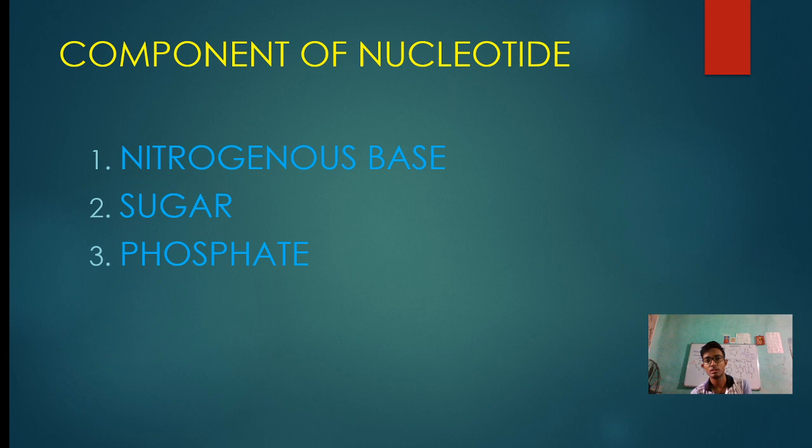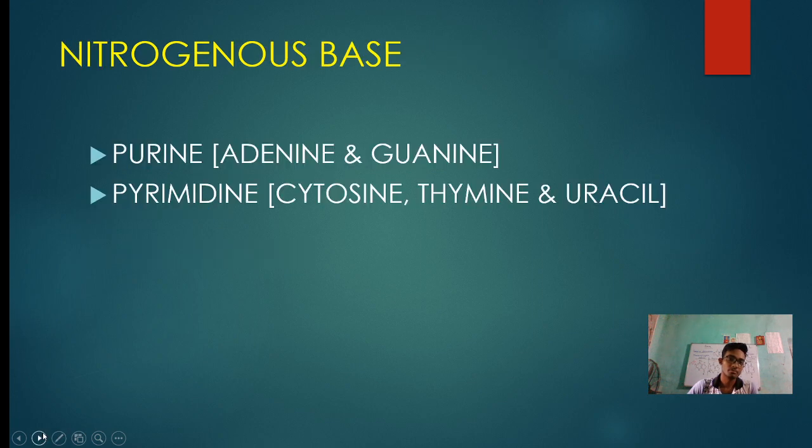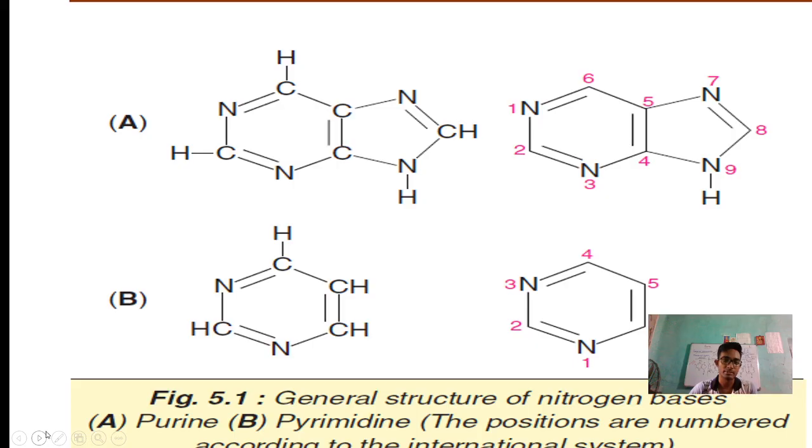Let's learn about the nitrogenous base, then sugar, and then phosphate, one by one. The major nitrogenous bases are purine and pyrimidine. Purine includes adenine and guanine, but pyrimidine includes cytosine, thymine, and uracil. Let's see their structure. Before seeing each of them, let's see their general structure first.